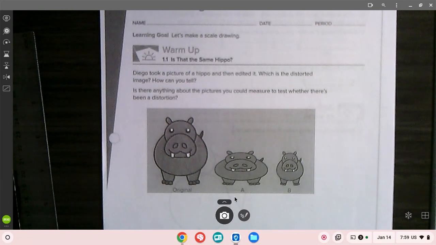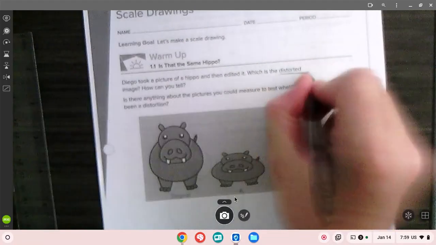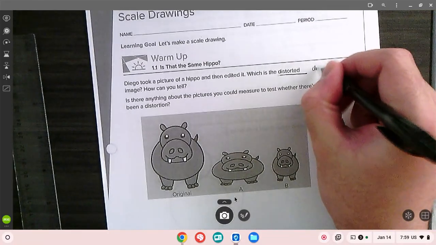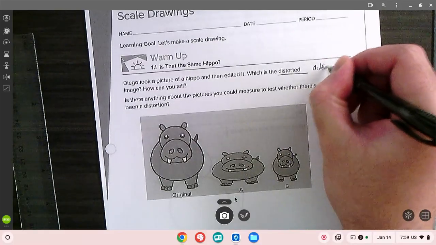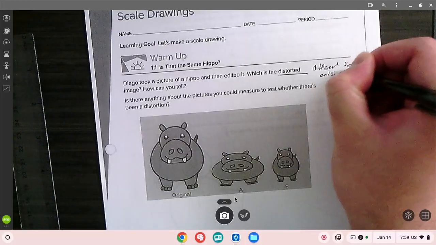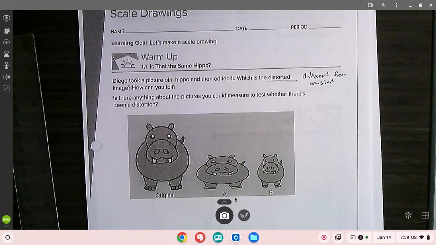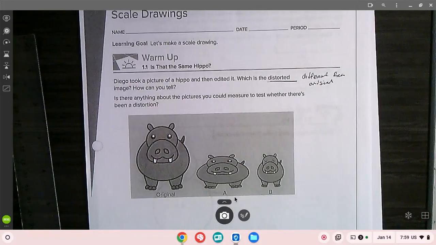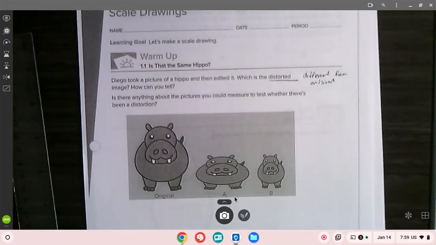Okay, what is your explanation, Brinley? Distortion is just a difference from the original. Right, so distorted is just different from the original. Now which one of these is not like the original though? Both of them. Which one is not similar? A, I guess. Same thing, give me an A or a B for which one is not similar.